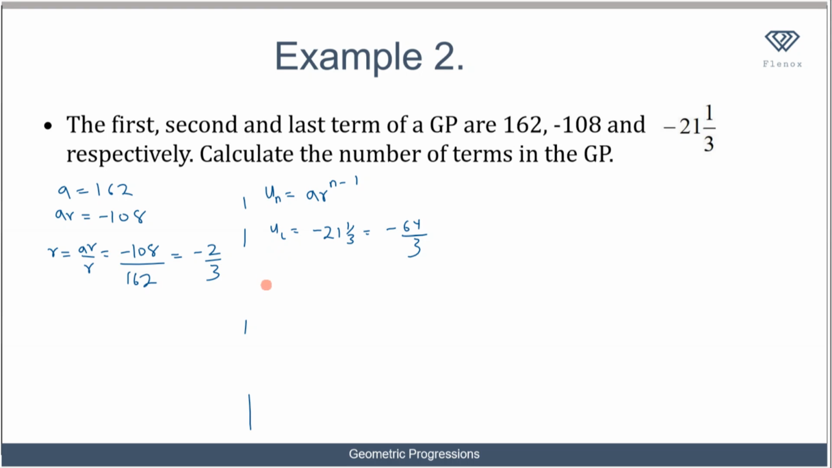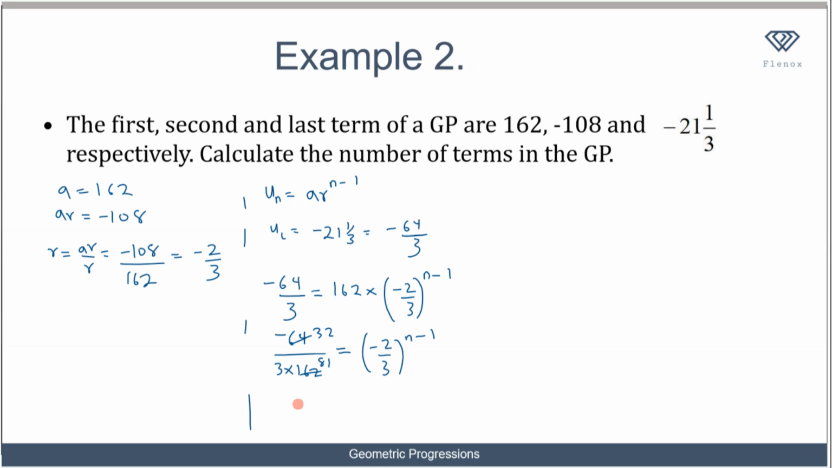So now, substituting, we have minus 64 over 3 is equal to our first term, a, which is 162, multiplied by our common ratio, minus 2 over 3, raised to power n minus 1, in which we are looking for the value of n. So we try to bring this over here. We have minus 64 over 3 times 162. If I divide both sides by 162, it will be equal to minus 2 over 3 raised to n minus 1. If I divide by 2 here, it will give me 32, and 2 here will give me 81. So minus 32 over 81 times 3 gives me 243, is equal to minus 2 over 3 raised to power n minus 1.